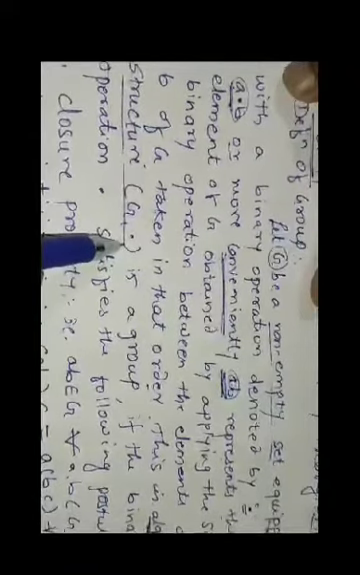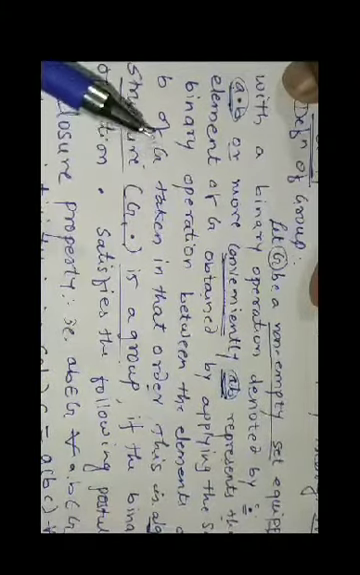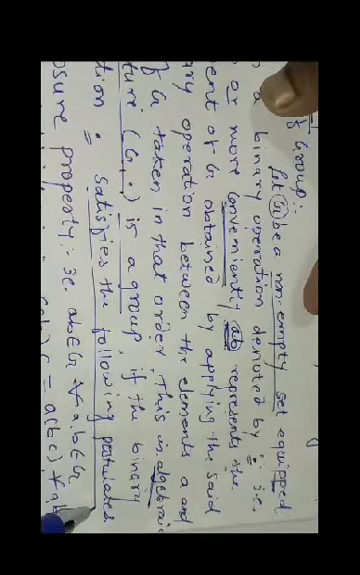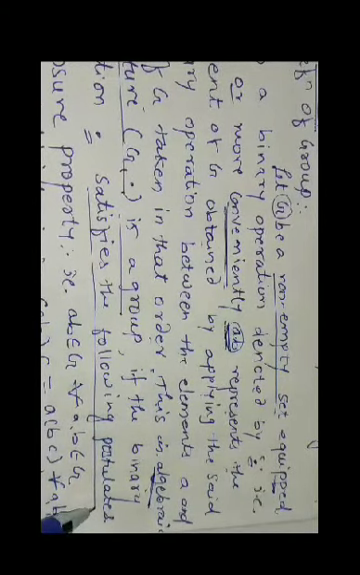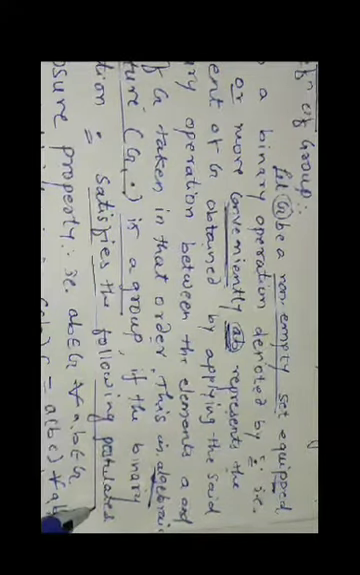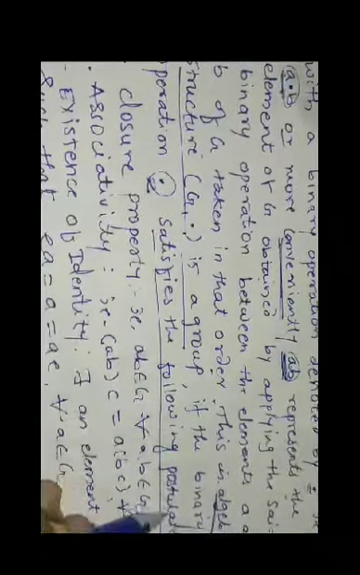G with dot is a group if the binary operation dot satisfies the following postulates. You pause this video and write down this definition. This definition I have taken from our syllabus book as it is. So you can write this definition in your book for your revision. Which postulates are satisfied by the operation dot?